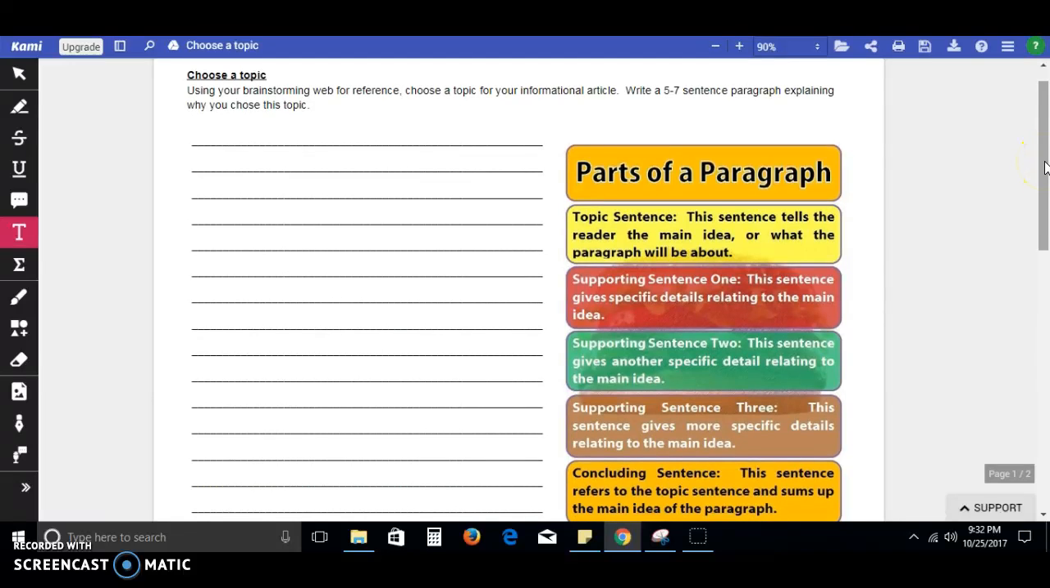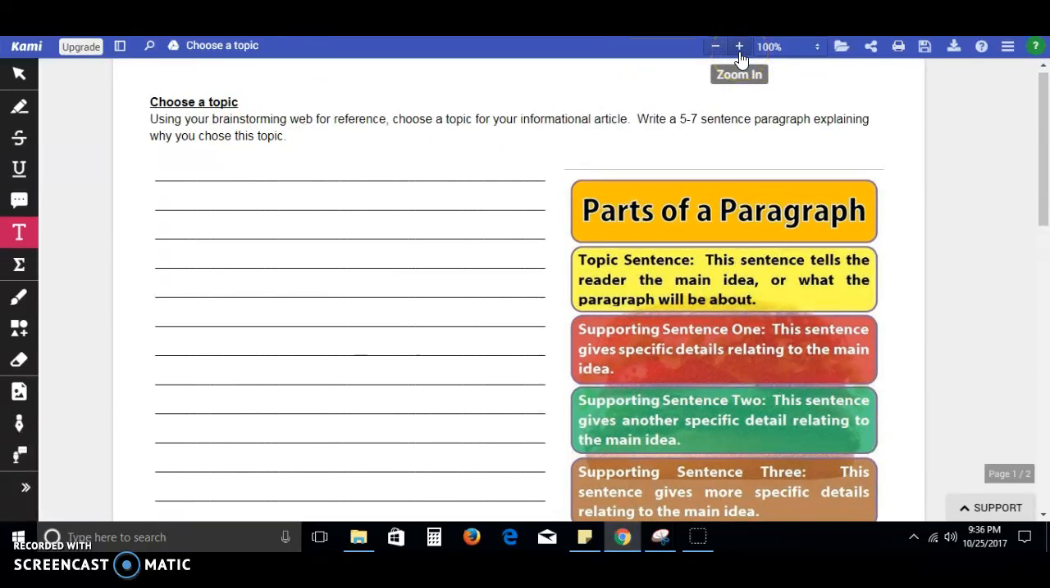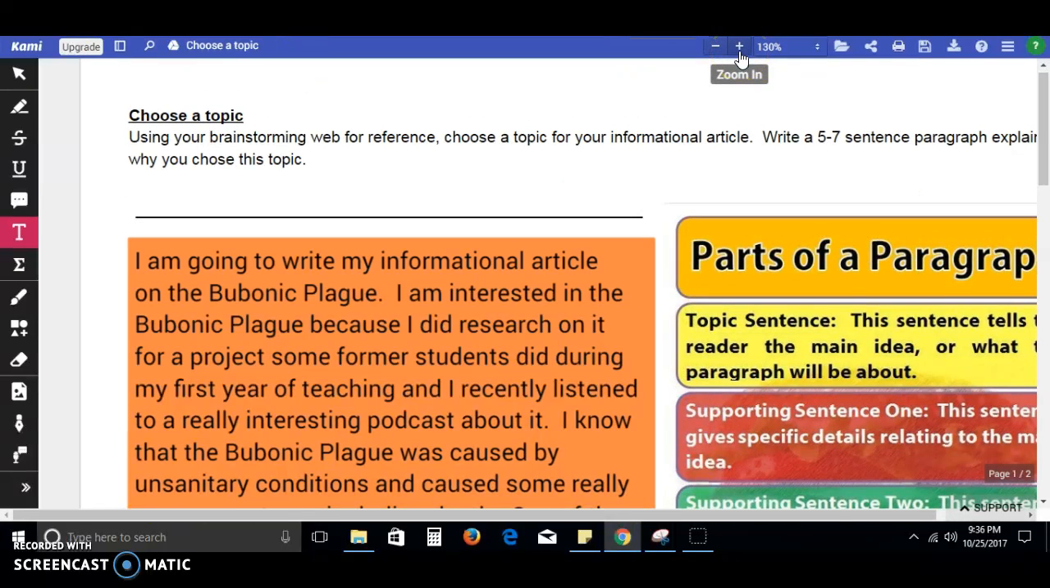So I'm going to take some time and I'm going to write my paragraph. I will let you pause the video and write your paragraph. If you want, stay tuned and I will show you mine. Okay, and I'm back. So I wrote my paragraph about why I'm going to write about the bubonic plague. So I am going to read you my paragraph and then I'm just going to remind you of the different parts of that paragraph.